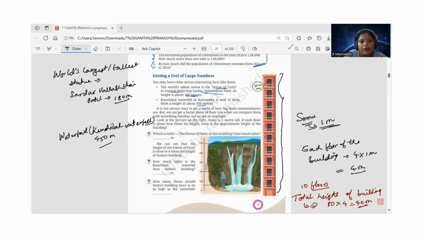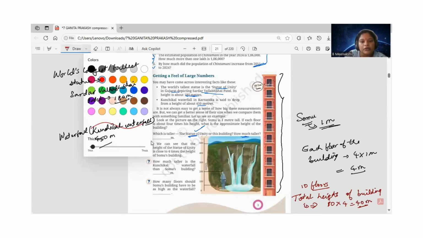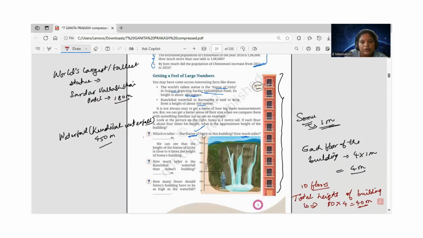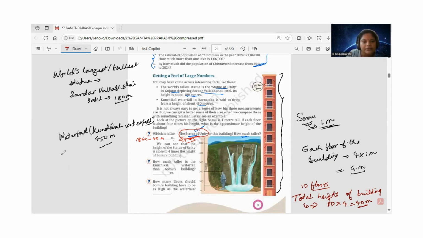Now we will see which is taller, the Statue of Unity or the building, and how much taller. Yes, the Statue of Unity is taller. By how much? That means we have to find the difference between the Statue of Unity and this building. It is 180 meters minus 40 meters, so it is 140 meters. So the Statue of Unity is taller than this building by 140 meters.